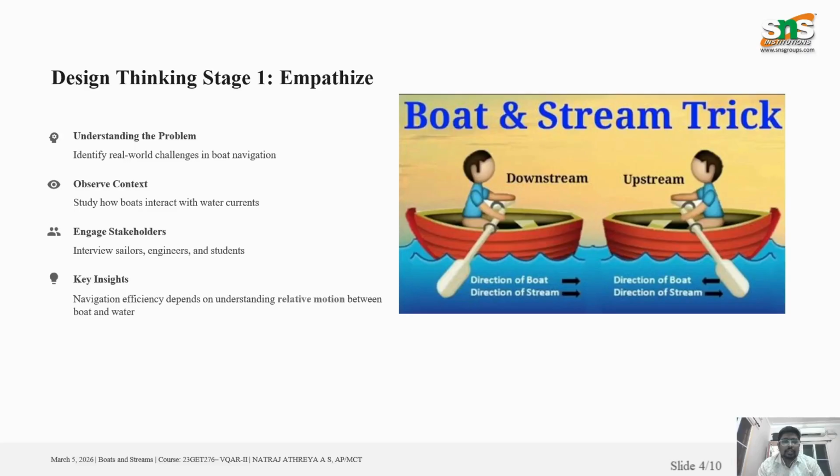We have to observe the context, where the boat interacts with the water current, and the stakeholders in this are the sailors, engineers, maybe boatsmen, students, etc. Then the key insight is to navigate efficiently. We have to find the navigation way to navigate the boat across the stream. The relative motion between boat and water is the thing we have to consider to calculate.